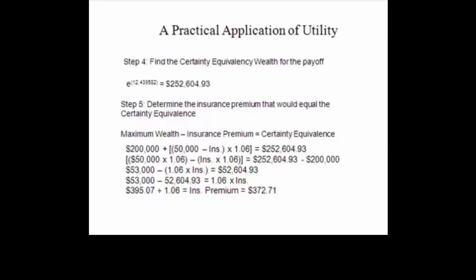But remember, this is similar to an annuity due that you learned about doing the time value of money. So now we have to divide that premium by 1.06 because this is a beginning of the year calculation. What you end up with is a premium of $372.71. Again, this is exactly what goes on by insurance companies when they're trying to determine what would be a correct insurance premium.